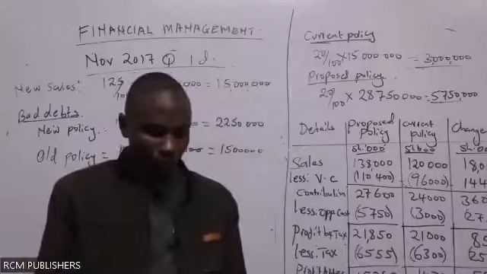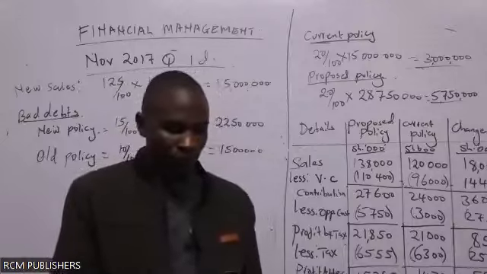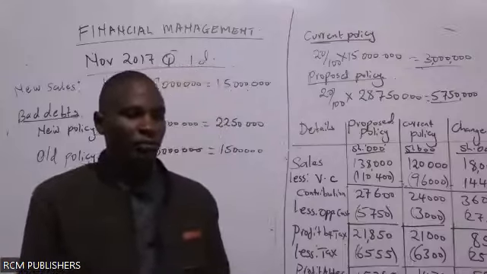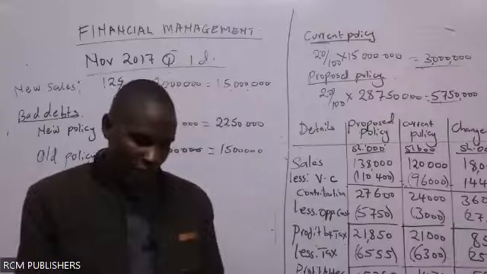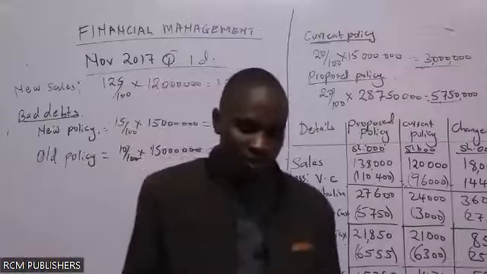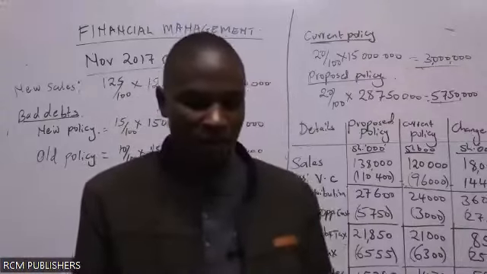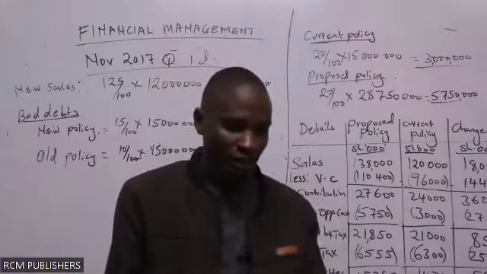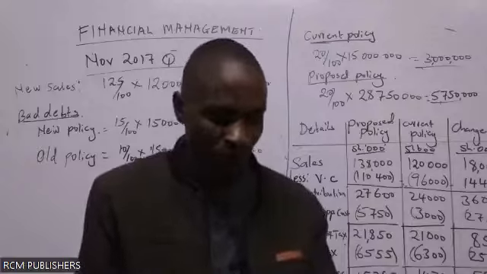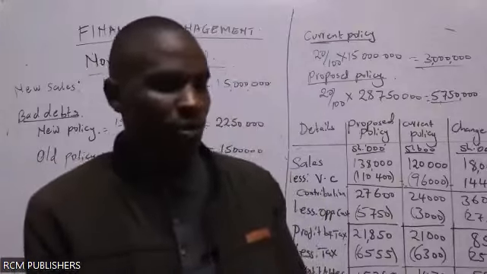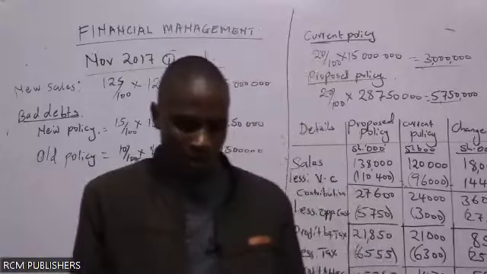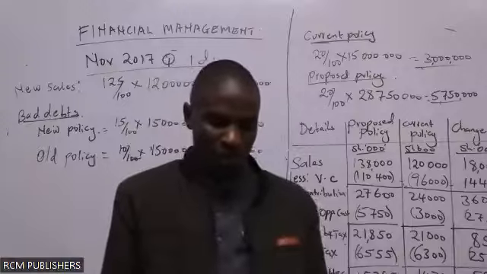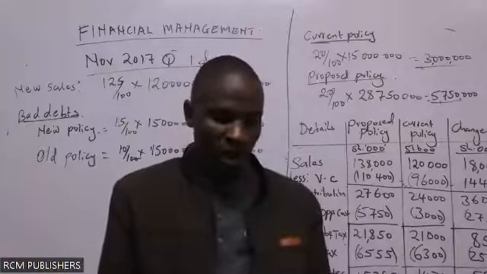And we are told, for the first one, what are we told? Look at the information well. That the management of Google Limited intends to change the company's credit policy from net 30 to 3/10 net 60. Therefore, there will be a discount for any customer who pays within that stipulated time.